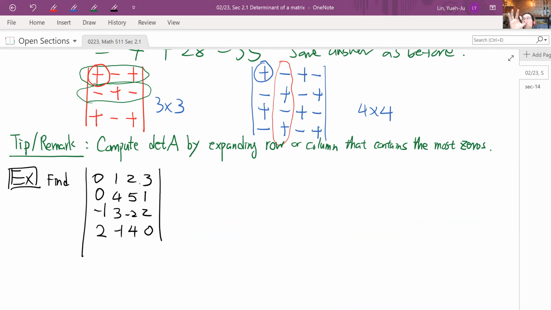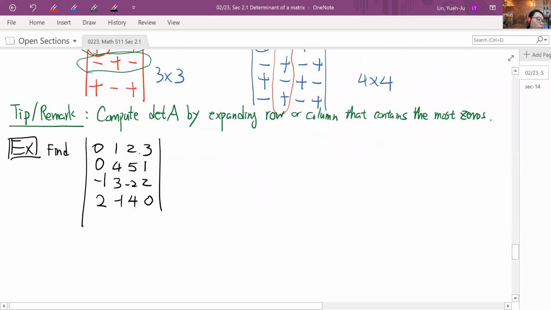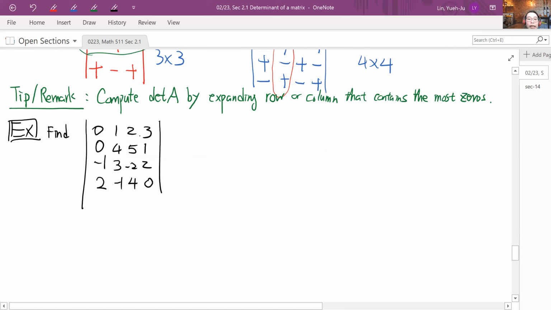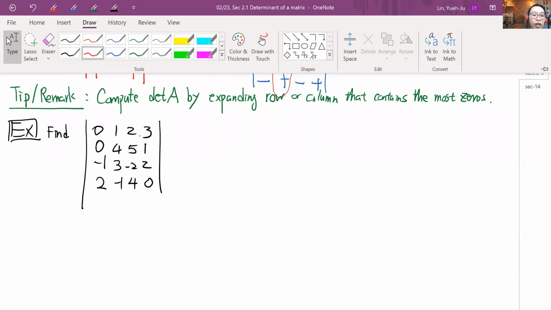If a certain row or column has a lot of zeros, then of course expand along that row, right? Then there will be a lot of terms that look like 0 times something, and you can just ignore them. So for this 4 by 4 example I'm going to show you, I probably won't have time to finish the whole calculation. I will come back to this, but I want to write down the expansion for you so you can go back and think about this.